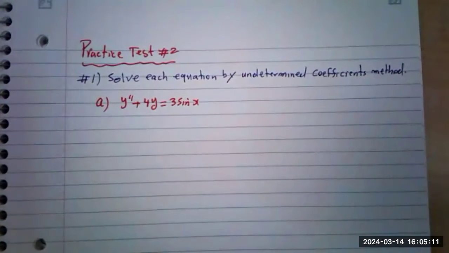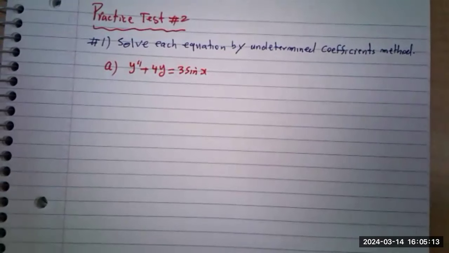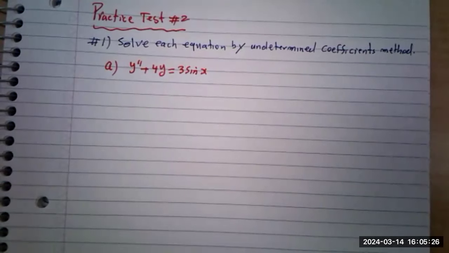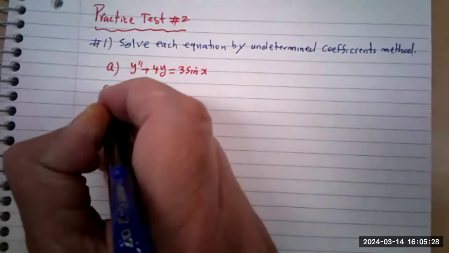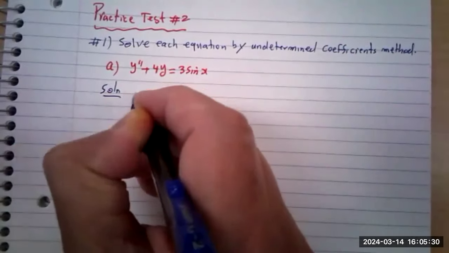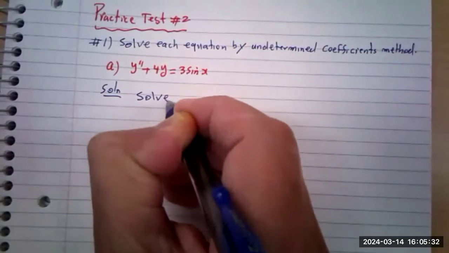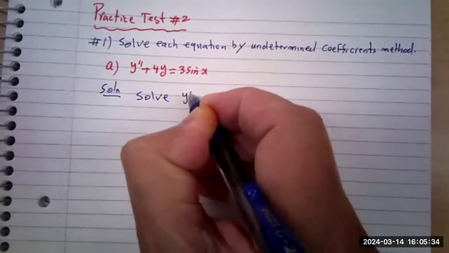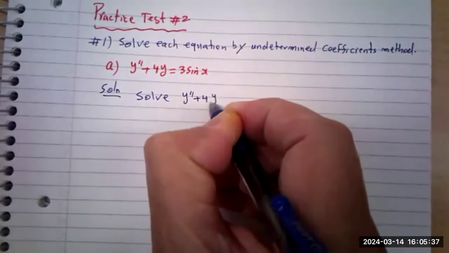Now the condition for this method is that the homogeneous one should have constant coefficients, and the R of x can be only sine x, cosine x, a polynomial or exponential function, nothing else. These are the restrictions. So what you have to do is solve the homogeneous one first. Okay, so you're going to solve this equation first, y double prime plus 4y equal to 0.